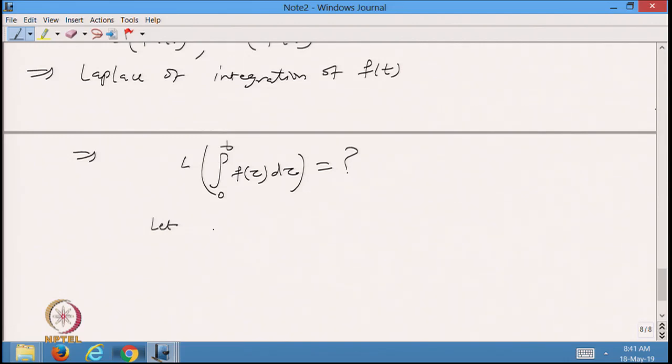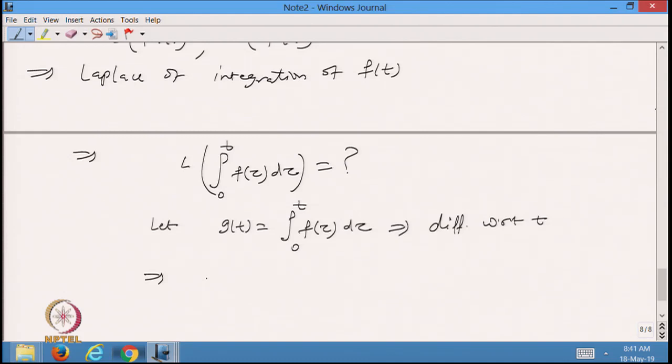Let me choose that my g(t) is the function from 0 to t of f(tau) d tau. So, I choose this one. Now, from here I take the derivative, differentiate with respect to t on both sides.